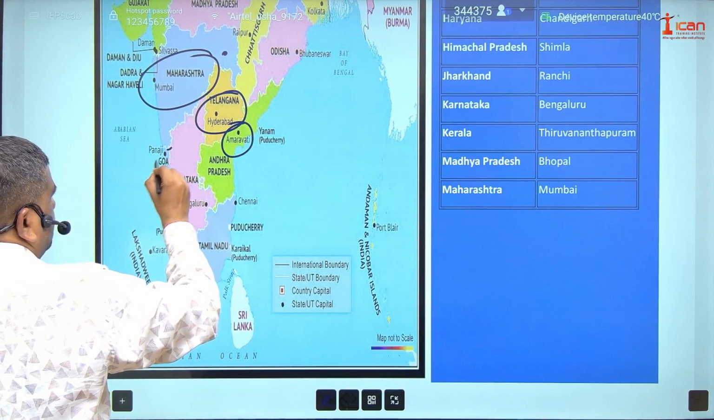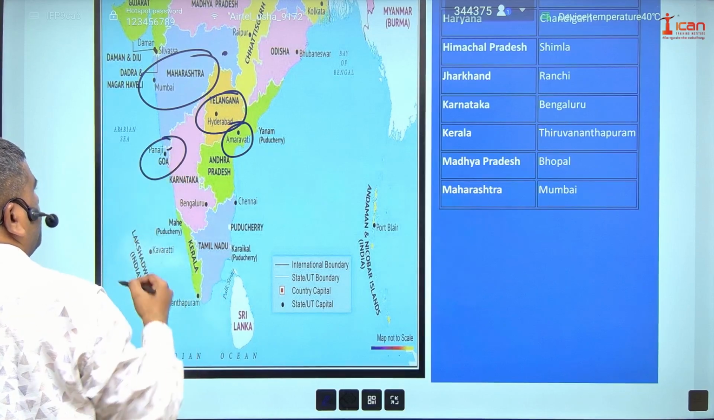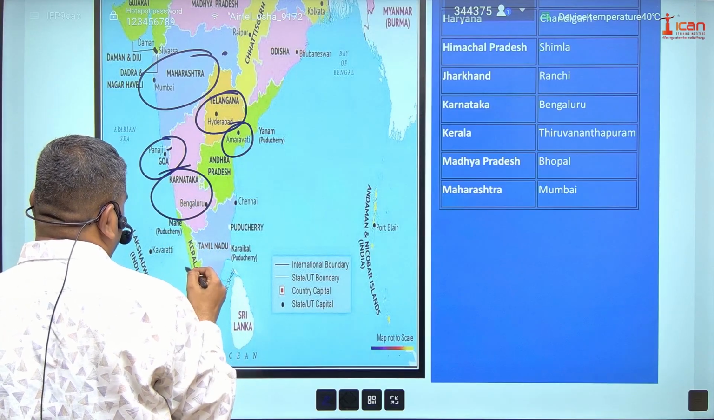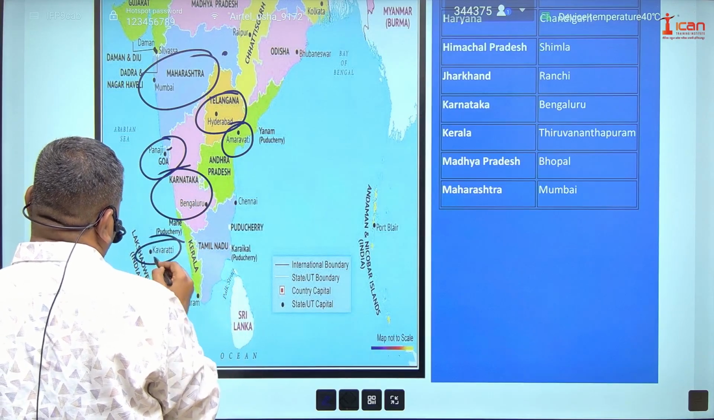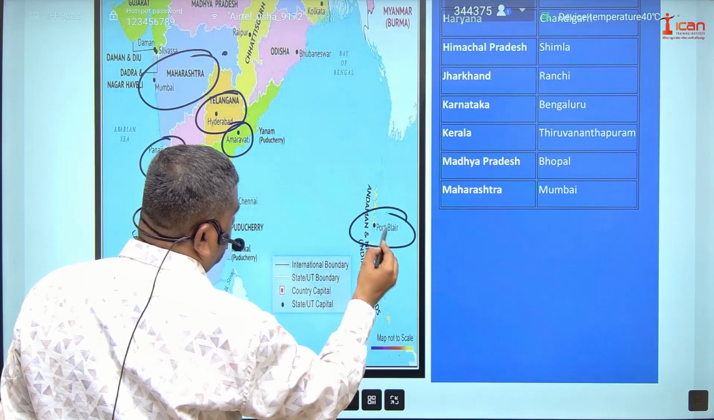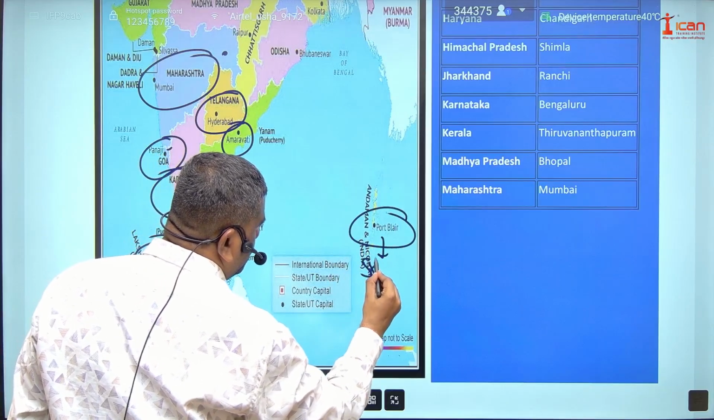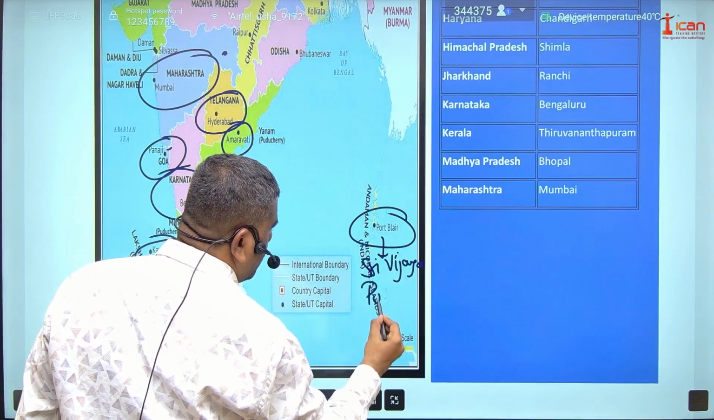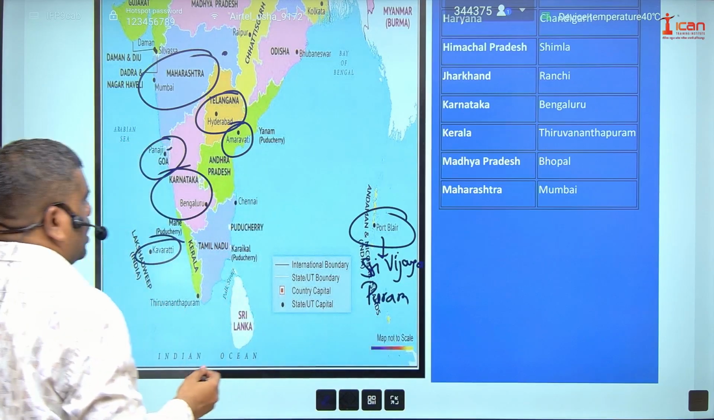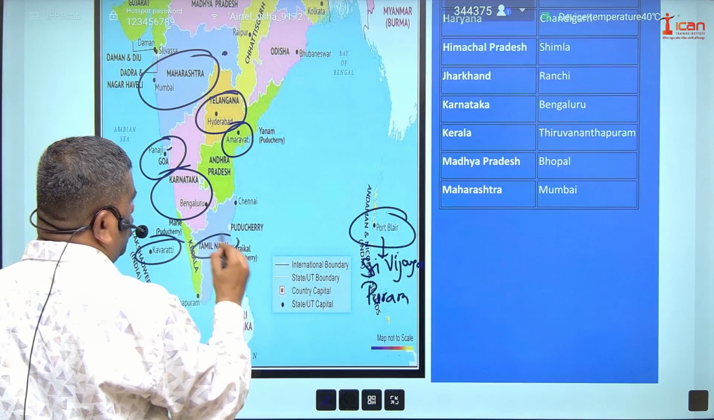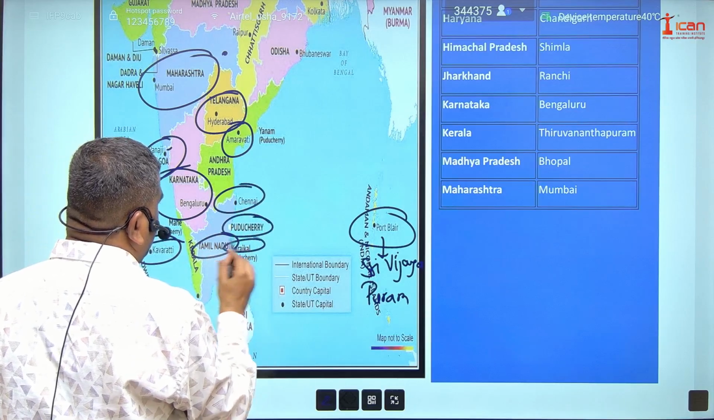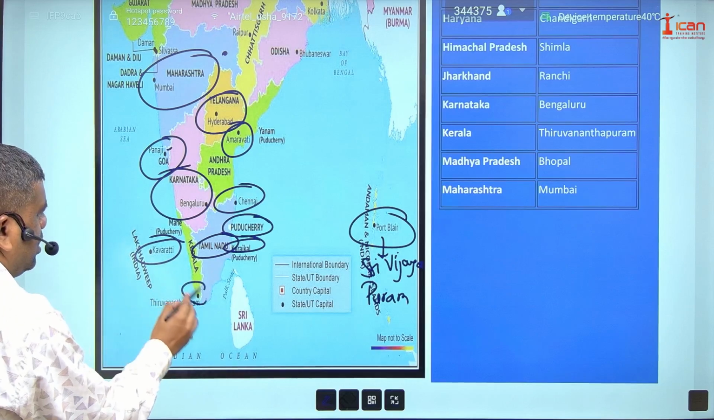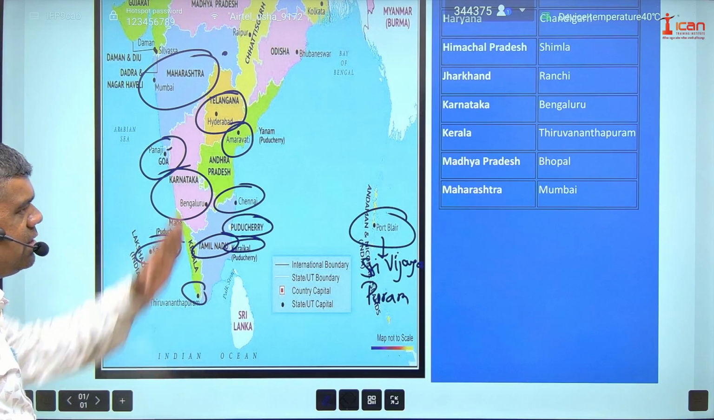Then let us look at Panji, the capital of Goa. Further south, Karnataka has Bengaluru as the capital, and then we have Lakshadweep, we saw Kavaratti as the capital, Andaman Nicobar, Port Blair, which is now called Sri Vijayapuram. Then we have Tamil Nadu, with Chennai as the capital, Puducherry has Karaikal as the capital, right? And in Kerala, we have Thiruvananthapuram as the capital. So, these are all the capitals.